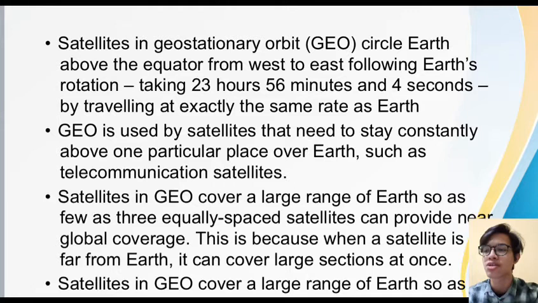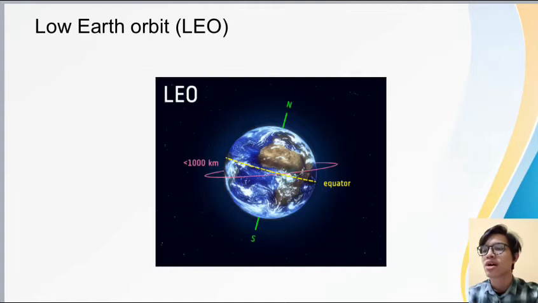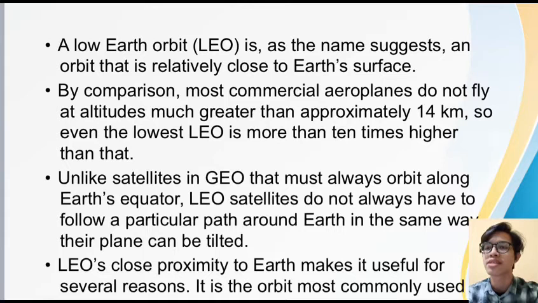Okay, next, low Earth orbit (LEO). A low Earth orbit is, as the name suggests, an orbit that is relatively close to Earth's surface. By comparison, most commercial aeroplanes do not fly at an altitude much greater than approximately 14 km. So the lowest LEO is more than 10 times higher than that. Unlike satellites in GEO that must always orbit along Earth's equator, LEO satellites do not always have to follow a particular path around Earth; their plane can be tilted.